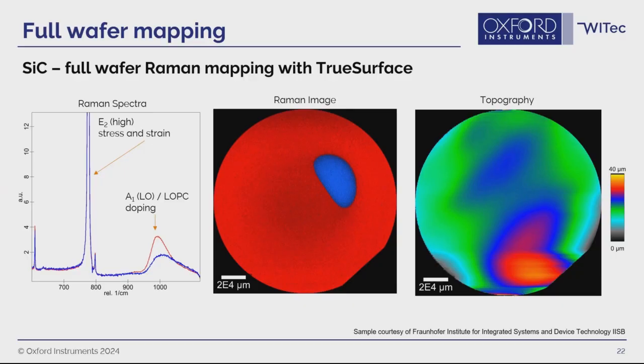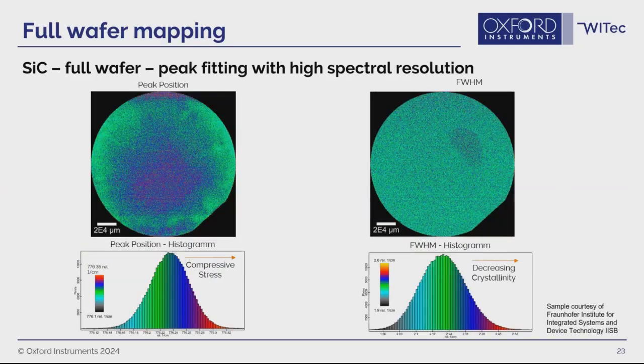The next slide will show you a more sophisticated data evaluation of the E2 high band, which is stress and strain sensitive. Therefore, a peak fitting was done in every pixel of the 2D image. This slide shows you the peak position of the E2 high band and its full width half maximum. The peak position of the E2 high band is correlated to compressive and tensile stress.